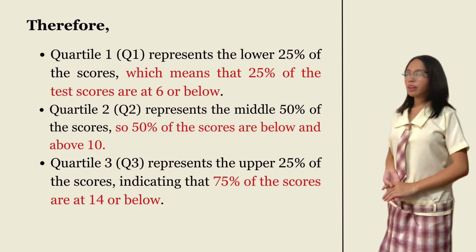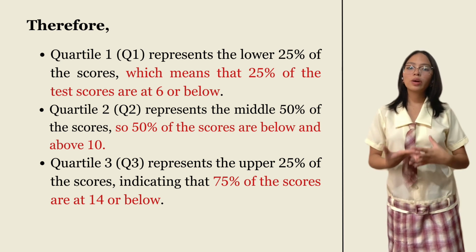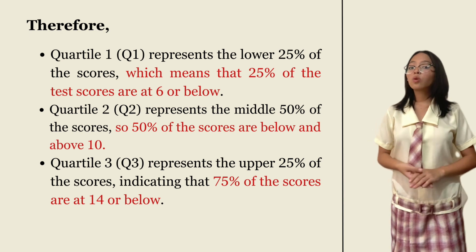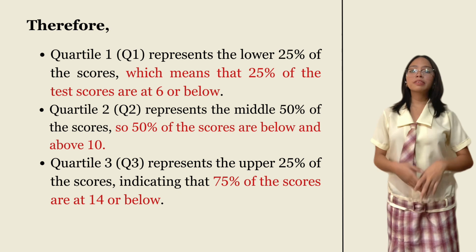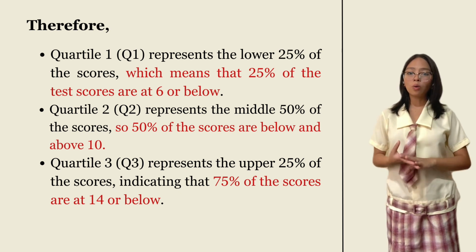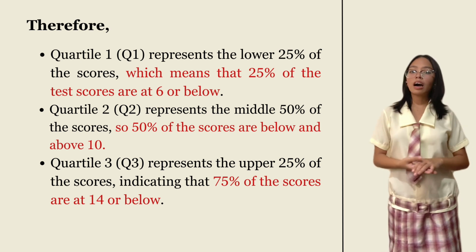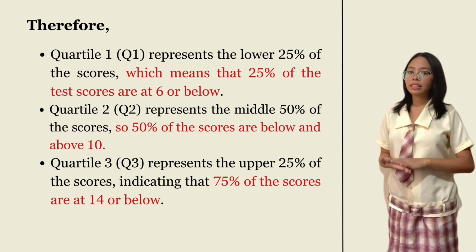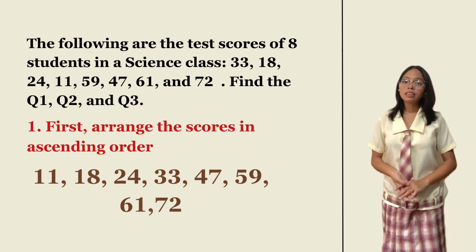Therefore, quartile 1 represents the lower 25% of the scores, which means that 25% of the test scores are at 6 or below. And quartile 2 represents the middle 50% of the scores, so 50% of the scores are at or below 10, and 50% are at or above 10. And quartile 3 represents the upper 25% of the scores, indicating that 25% of the scores are at 14 or above. What happens if the rank that we get is not an integer?